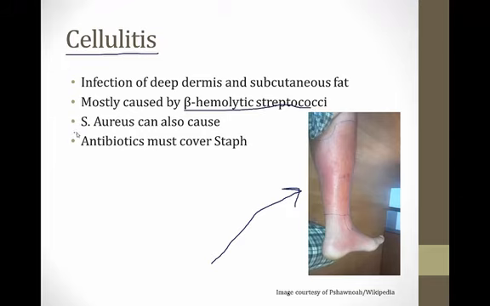However, Staph aureus is a possible cause, and the reason this is important is that when you select antibiotics to treat cellulitis, you often select antibiotics that cover staph. You don't want to choose antibiotics that only cover strep, because the patient may have a staph infection and then it can get much worse.